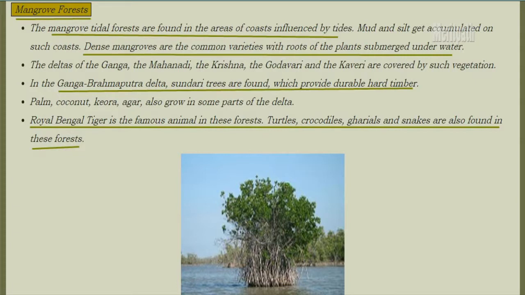In the Ganga Brahmaputra Delta, Sundari trees are found which provide hard timber. Palm, coconut, keora, agar are also growing in some parts of the delta. Animals found here are Royal Bengal tiger, turtles, crocodiles, gharials, and snakes. In this image, we see the mangrove forest whose roots are submerged under the water.